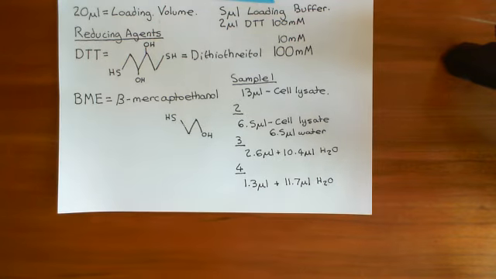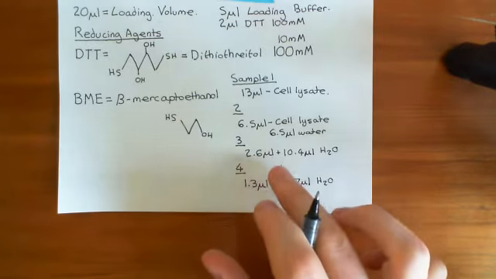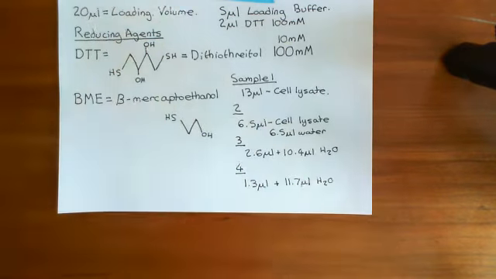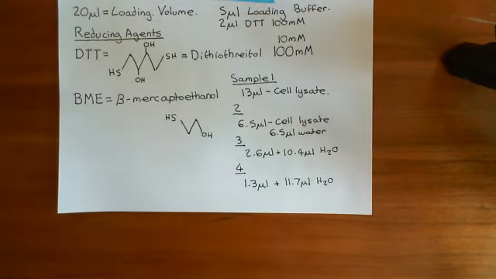Okay, so we now have our samples prepared. In each of these we have differing concentrations of our cell lysate with the loading buffer, which contains either SDS or LDS and bromophenol blue. And we also have the reducing agent, which we've chosen as dithiothreitol. Okay, so now what we need to do is denature our proteins.